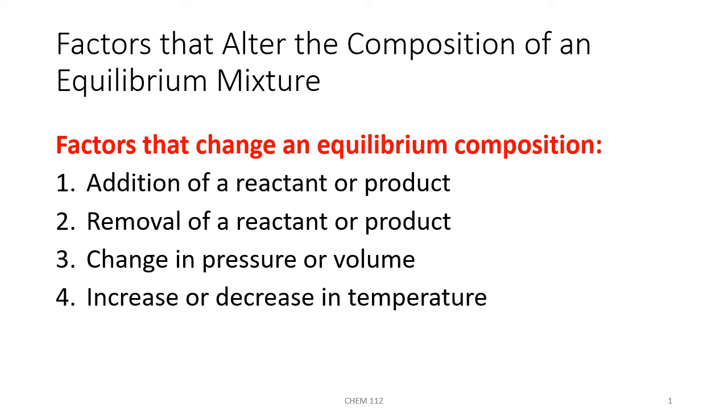There are some things that we can do though in order to alter or adjust the composition of the equilibrium mixture, or change the amount of reactants relative to products once that system reaches an equilibrium state. So some of the things that we can do are add a reactant or a product, remove a reactant or a product, adjust the pressure or the volume. This is in particular for reactions involving gases. And we can increase or decrease the temperature of the reaction. So we could heat it up or we could put it on ice and cool it down. These are all things that we can consider when adjusting the composition of an equilibrium mixture.